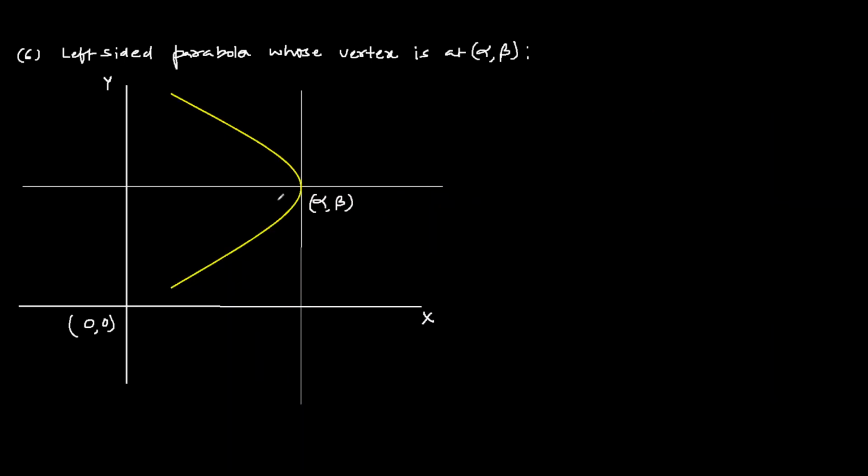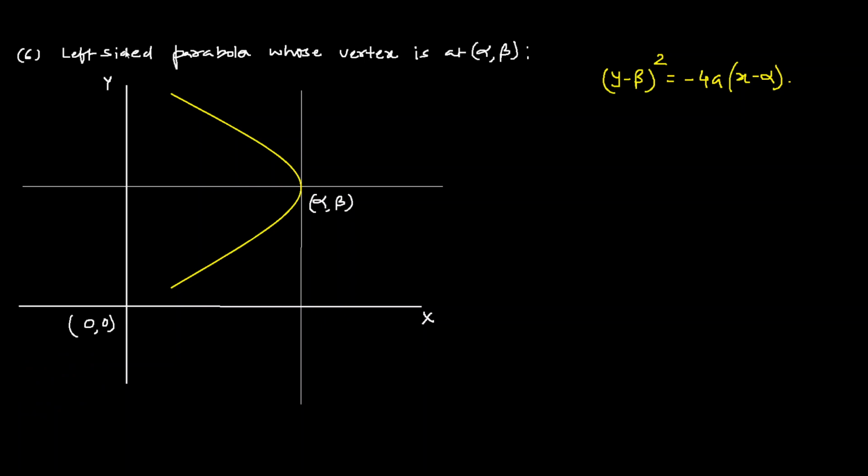This is the left-sided parabola and its vertex is at alpha comma beta. Its vertex is not at the origin, 0, 0. If its vertex is at 0, 0, then its equation has to be y square equal to minus 4ax, but its vertex is now shifted to alpha comma beta. So the equation of this parabola becomes (y minus beta) whole square equal to minus 4a (x minus alpha). This is the equation for this left-sided parabola.